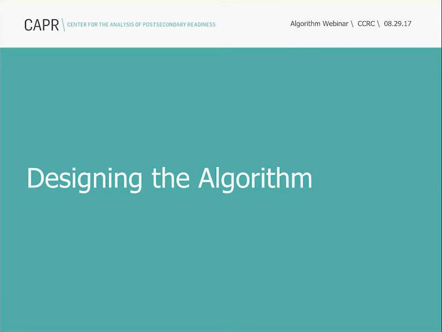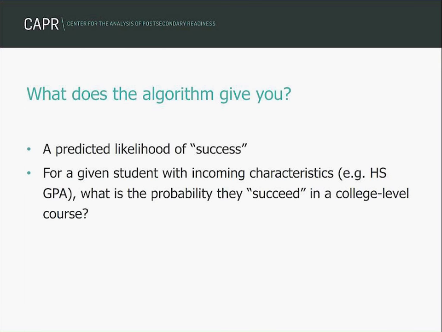So moving along in terms of designing the algorithm. What does the algorithm give you? What it's going to do ultimately is give you a predicted likelihood of success. And I put success in quotes here because we'll actually have to define what success means. And I should say we'll also be able to share these slides with you, just as a heads up, if that helps.